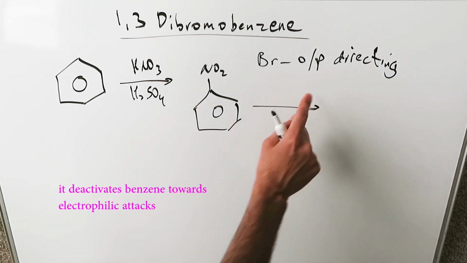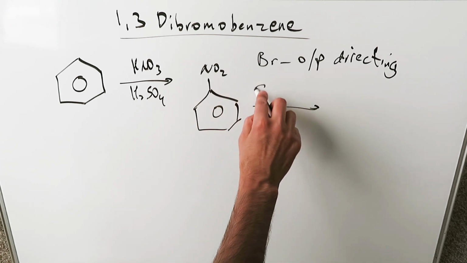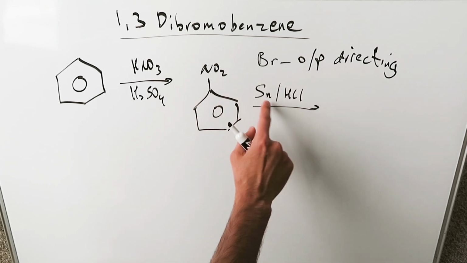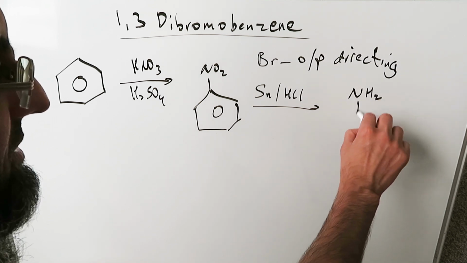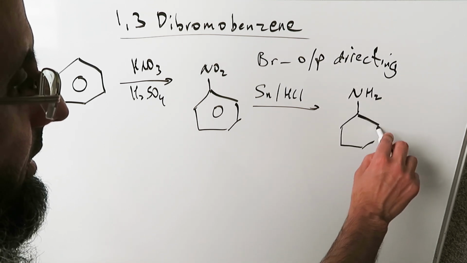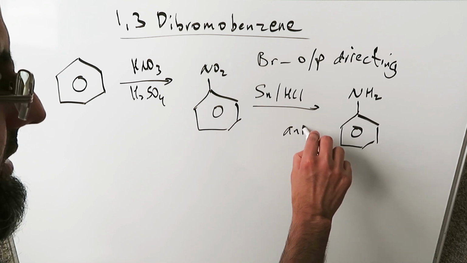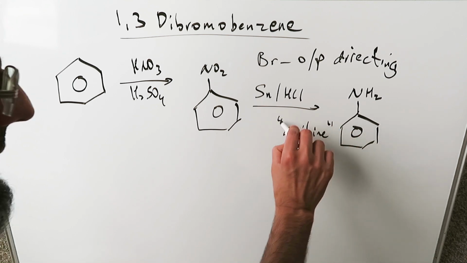So we're going to convert it. We're going to reduce this. How will we reduce it? Sn/HCl, tin and hydrochloric acid. And then it's going to convert it into aniline, which is an amino group. Aniline is the name of this compound and it's called this. Many of you are familiar with it, aniline.